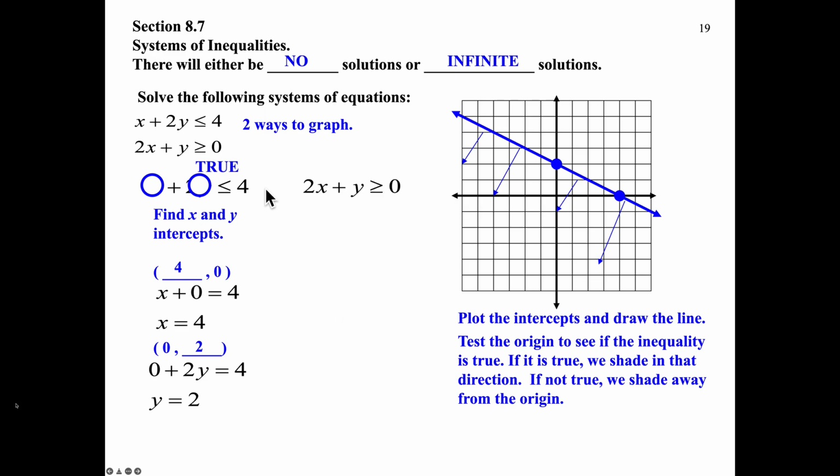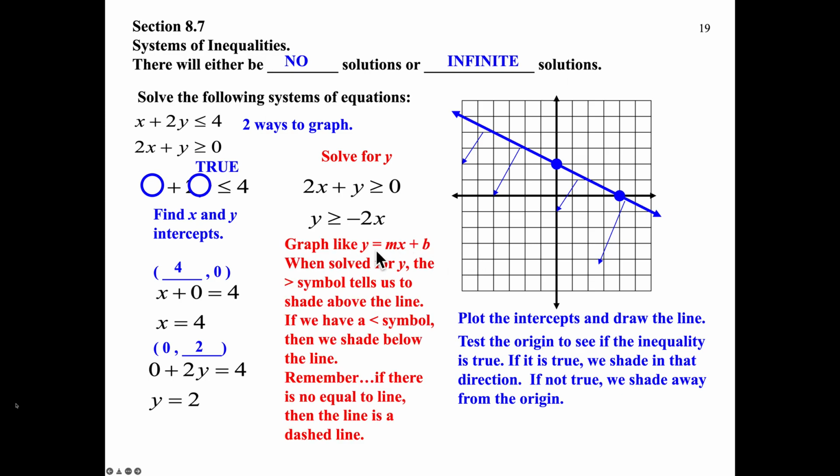Second way to graph. Now, still standard form, 2 and 1 will divide into 0, but the answer is 0. Both my x-intercept and y-intercept will be the origin. I need 2 points to graph my line. So here, solve for y and put it into y equals mx plus b form. All right? So when I'm in y equals mx plus b form, the greater than symbol tells you to shade above the line. If it's a less than symbol, you shade below the line. If there's no equal to line, you graph a dashed line as opposed to a solid line.